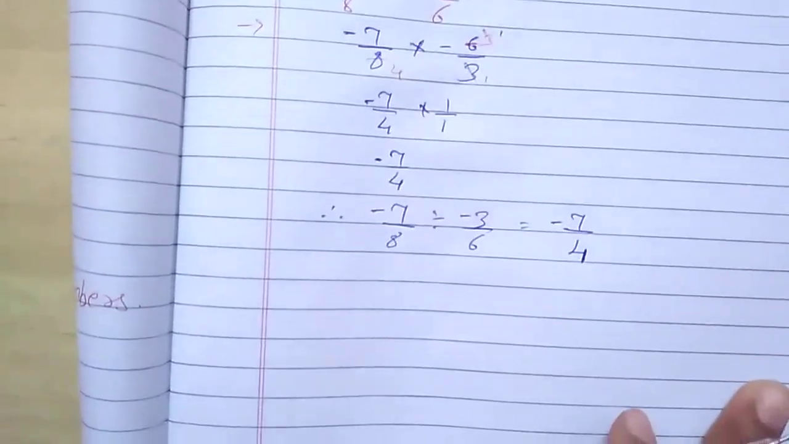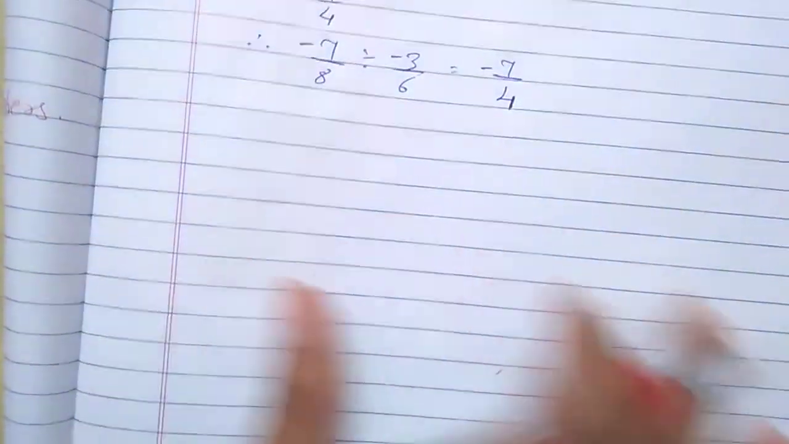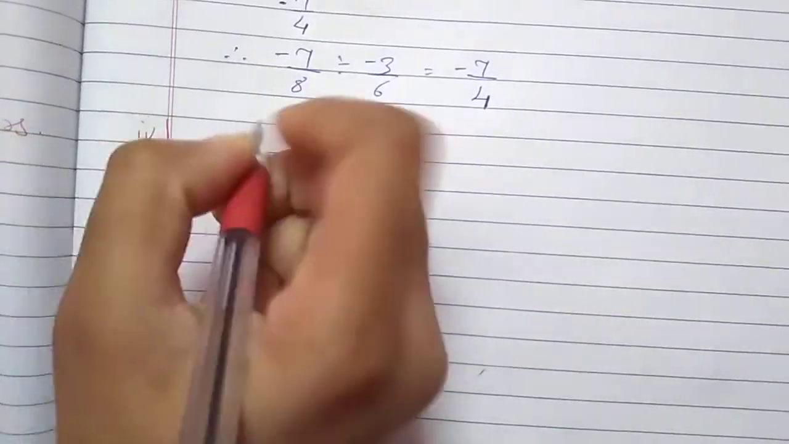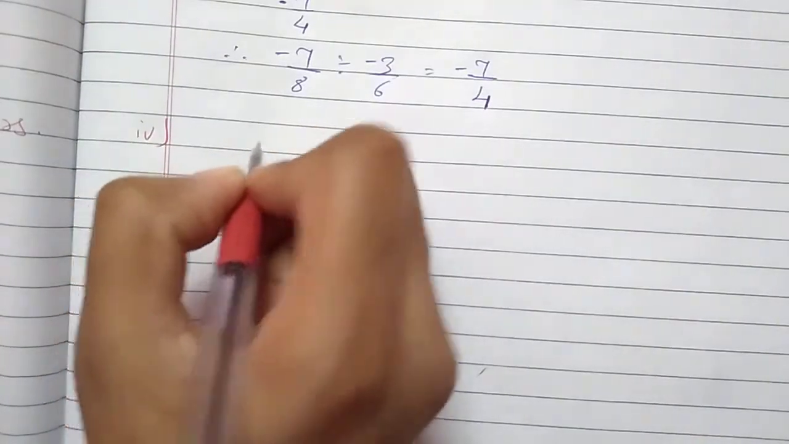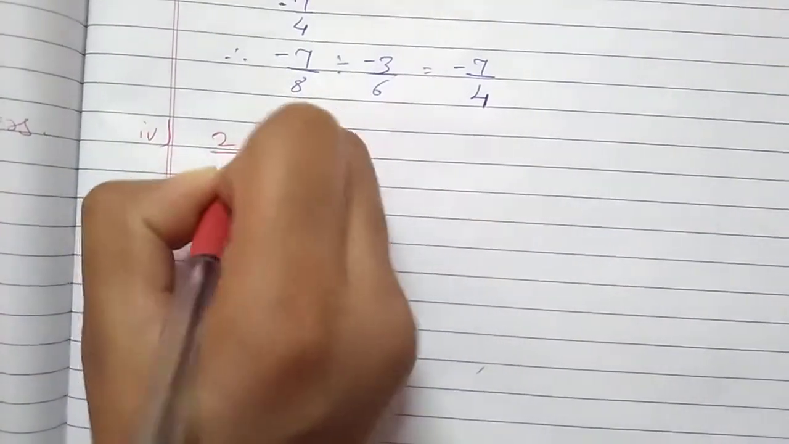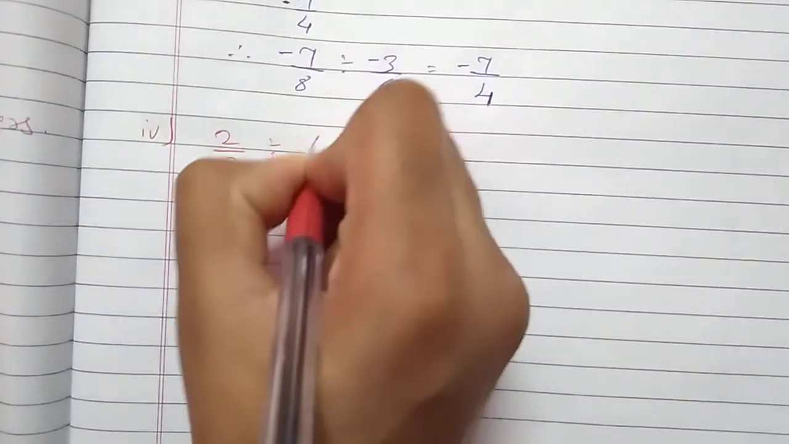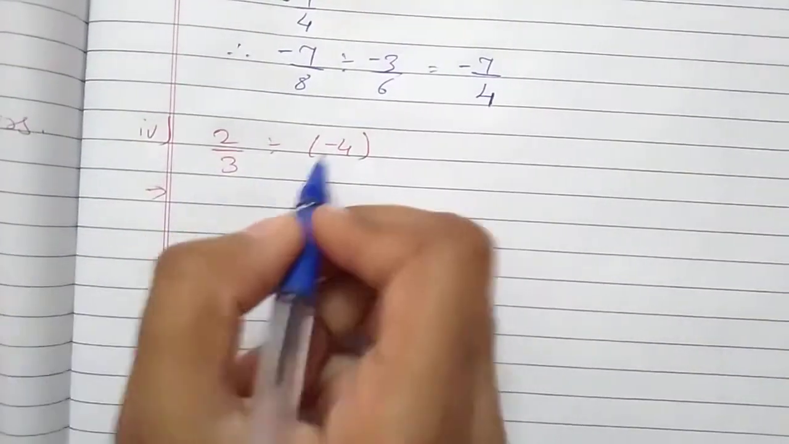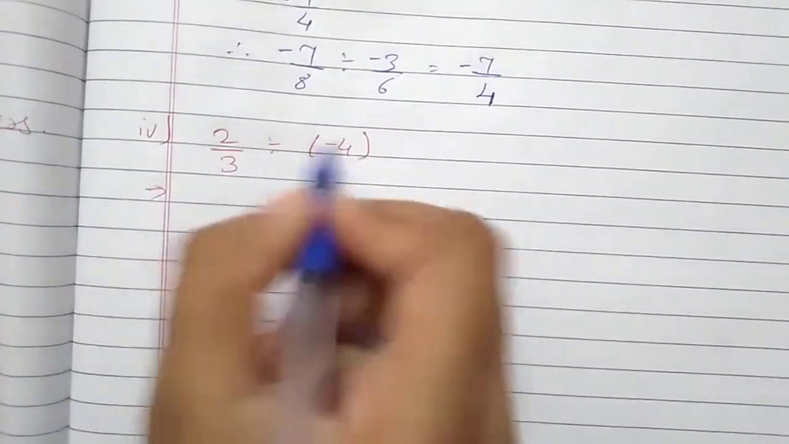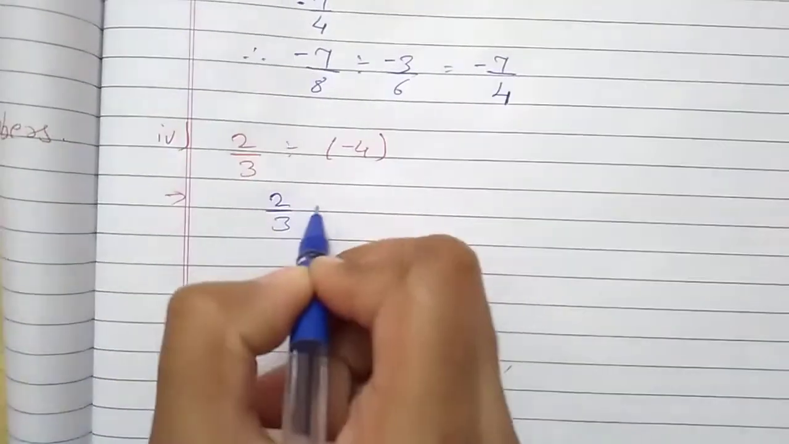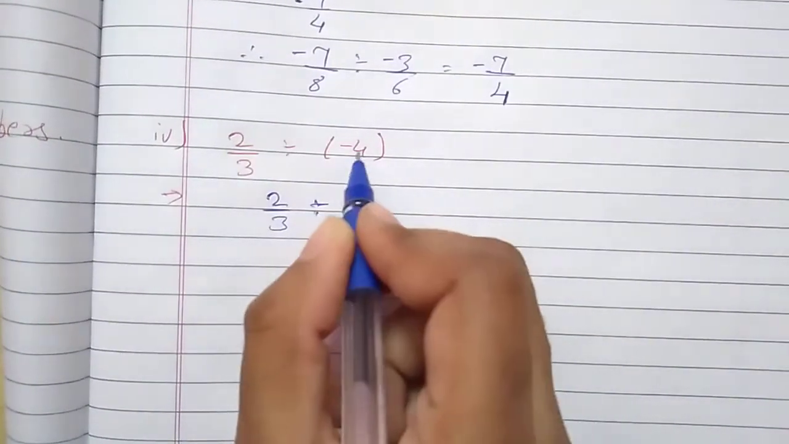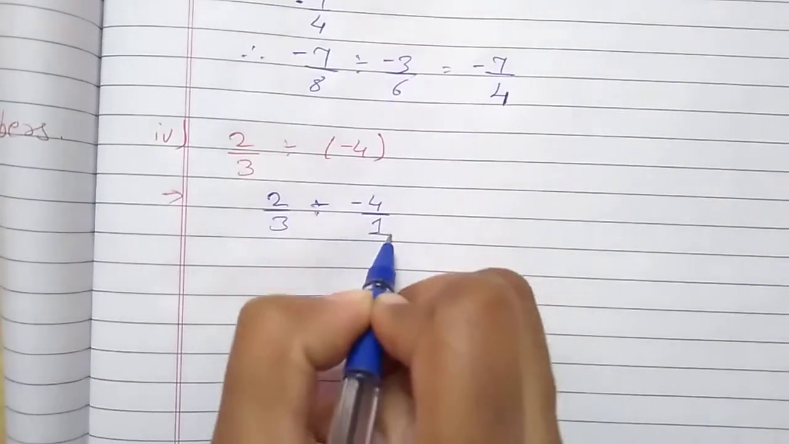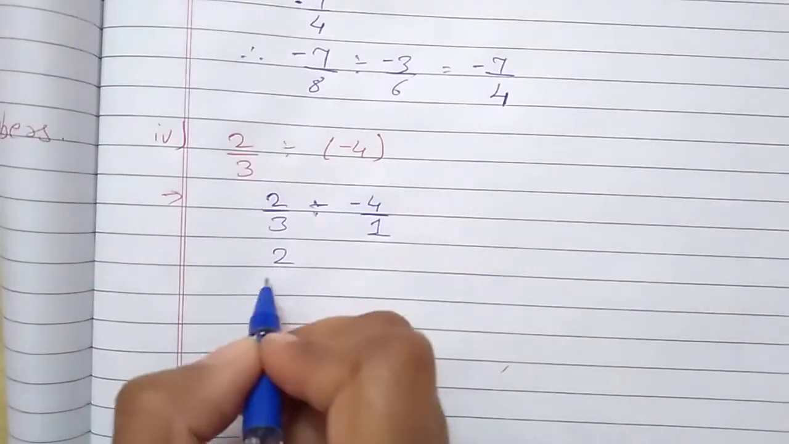Now fourth one. 2 upon 3 divided by minus 4. It's in brackets and there is no denominator here. 2 upon 3 as it is, divided by, write divide, and minus 4. Nothing is down, which means 1 is there. Now we'll convert into multiplication form.